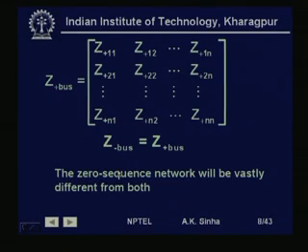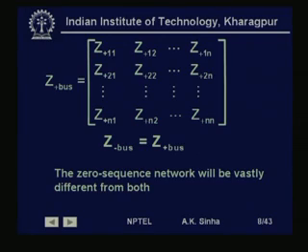The 0 sequence network of course will be quite different, because it depends very much on whether the path for 0 sequence currents is available or not. That is, if we have a system with star ungrounded, 0 sequence current cannot flow. So, that is an open circuit for 0 sequence currents. Similarly, if we have a delta winding, then 0 sequence current can flow in the winding, but it cannot come outside. So, that winding will be shorted to the ground, showing that the 0 sequence current flows in the delta winding.